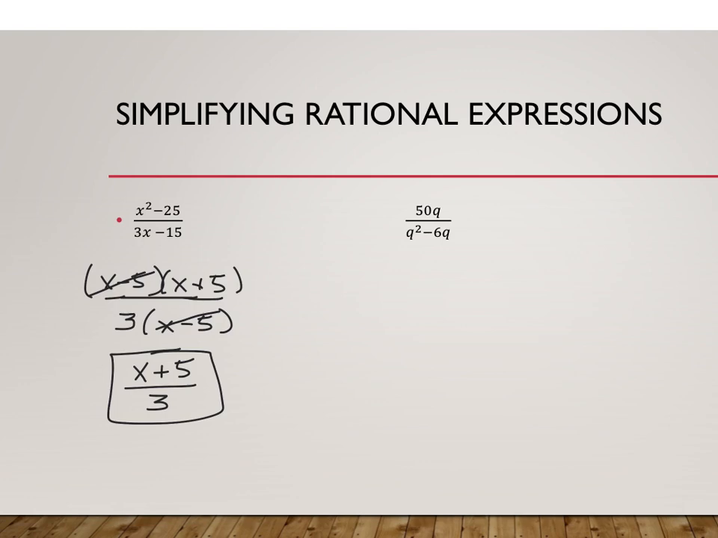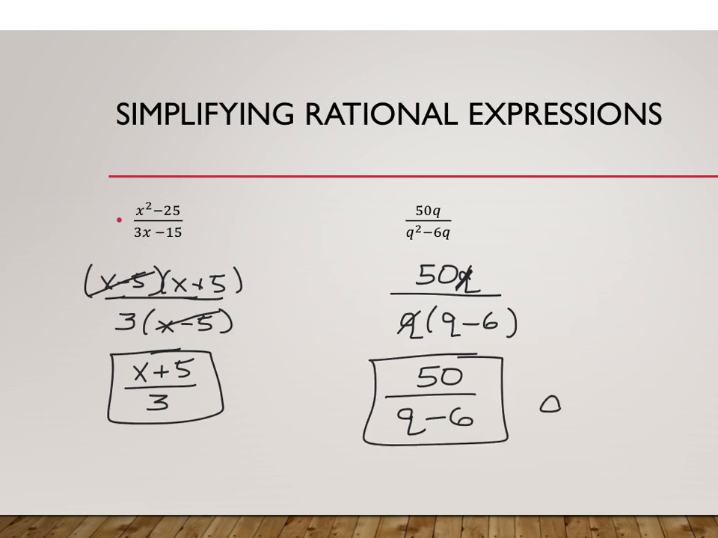Next example, we've got 50q on the top, not much I can do with that. On the bottom, again, greatest common factor. I could take a q out of those, which will leave me with q minus 6. Then I could cancel these q's, and I'd be left with just 50 over q minus 6. q cannot equal a positive 6.